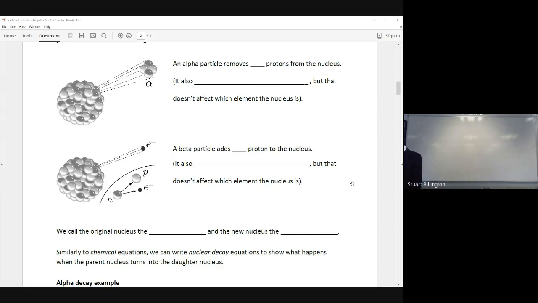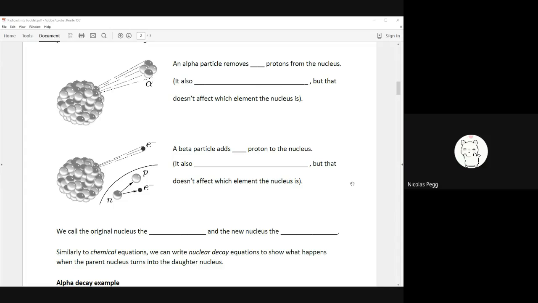Shout it out or stick it on the chat. I can just about see it. 2. 2, very good.